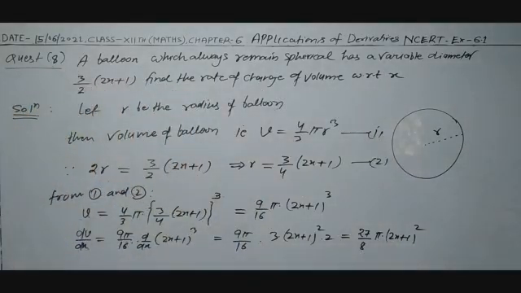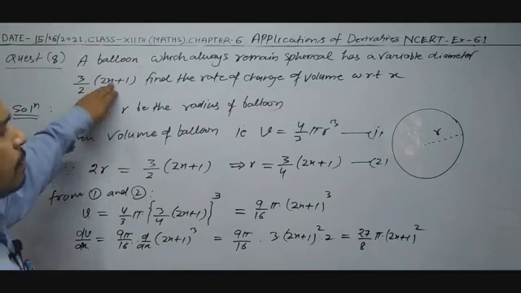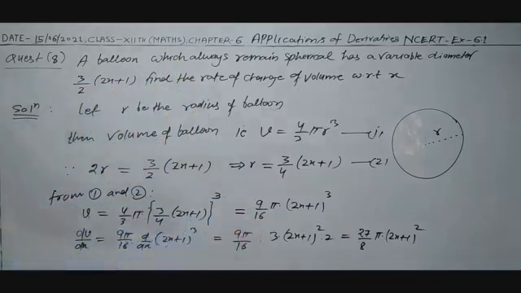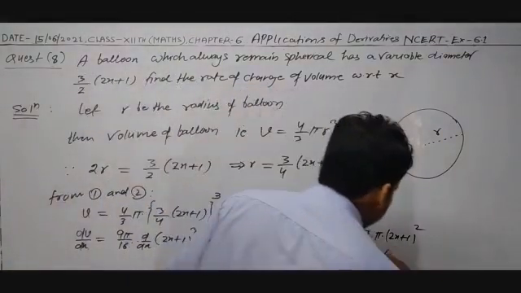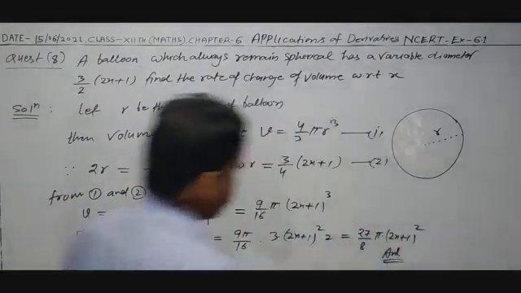This is the dV by dx calculation when you differentiate the result with respect to x. So 27 pi by 8 (2x plus 1) power 2, and x is a variable, it is not given any value, so this will be the answer.